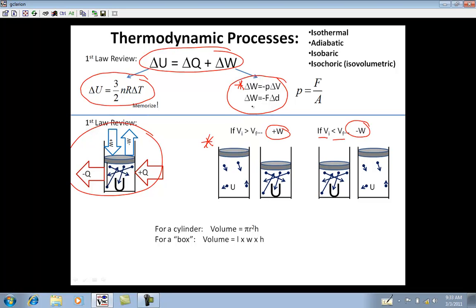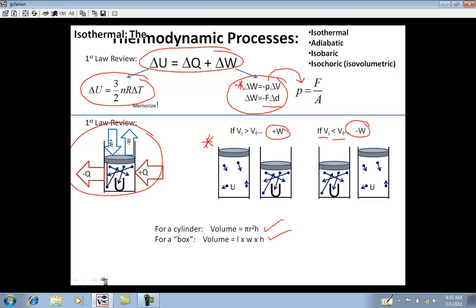Another way we can calculate the work done is using the force times distance equation. Related to this equation is the pressure equation, the force over the area. All those things you're going to need to apply in this stuff. Also, as a review, you need to know the volume of a cylinder and the volume of essentially a box. At least the cylinder one is on the yellow equation sheet, right? Okay.